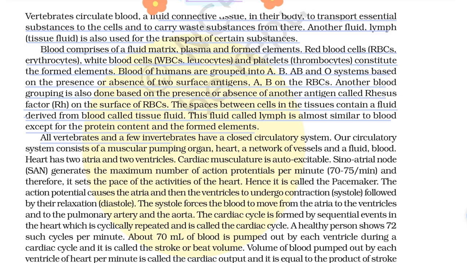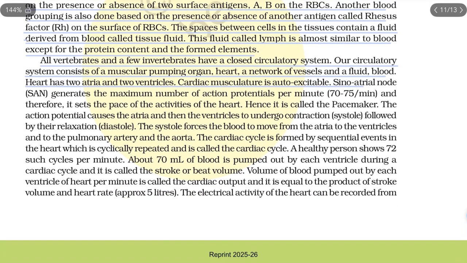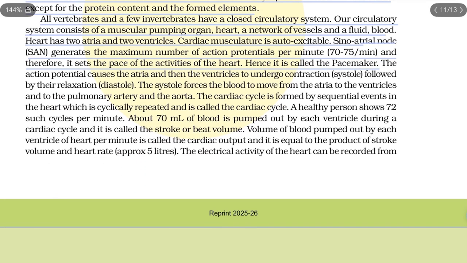All vertebrates and a few invertebrates have a closed circulatory system. Our circulatory system consists of a muscular pumping organ, the heart, a network of vessels, and a fluid, blood. The heart has two atria and two ventricles. Cardiac musculature is auto-excitable. The sinoatrial node, SAN, generates the maximum number of action potentials per minute, 70 to 75 per minute, and therefore it sets the pace of activities of the heart. Hence it is called the pacemaker.